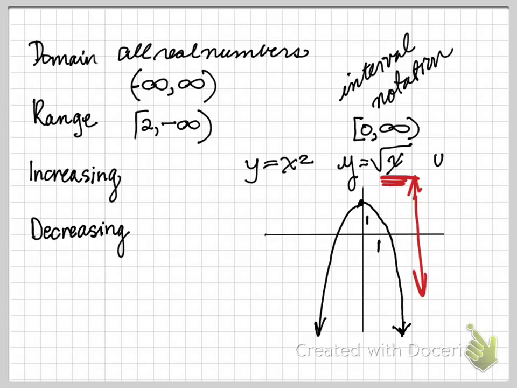Another limitation on domain is if there's a fraction, so 1 over x. Then I could have everything except anything that would make the denominator 0. So for the domain of a function, you just always want to say it's all real numbers, unless there's a radical or you have a fraction.